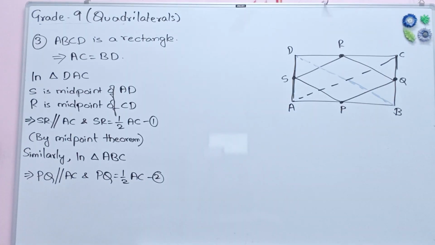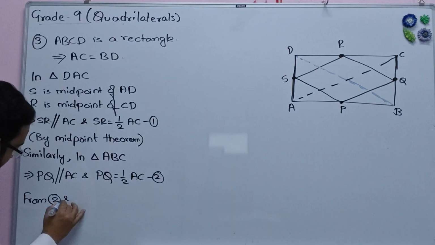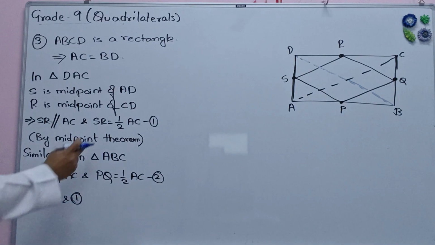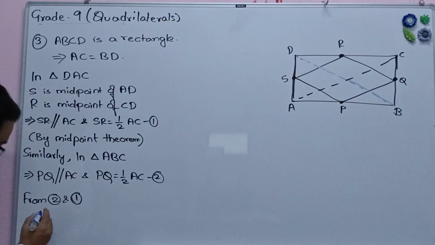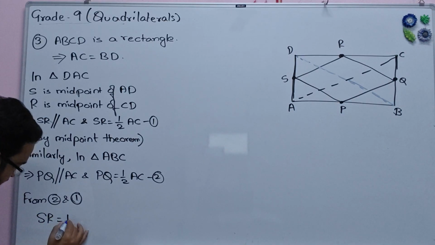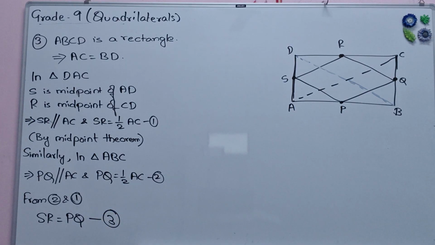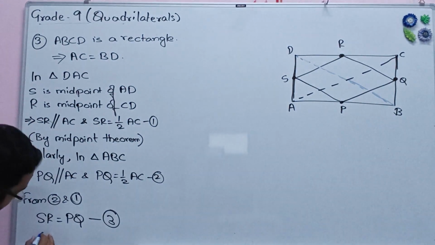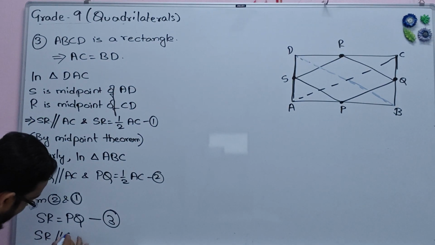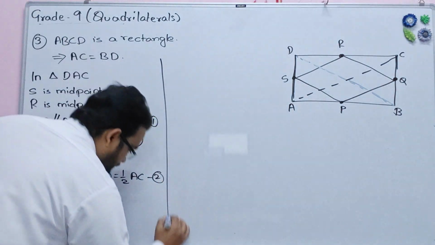Second equation. So from second and first, SR is equal to half AC, PQ is equal to half AC. That means SR is equal to PQ. Is it right? The third one. Parallel, because it is already a parallelogram, you can also write SR is parallel to PQ. Third equation. Now what to do?